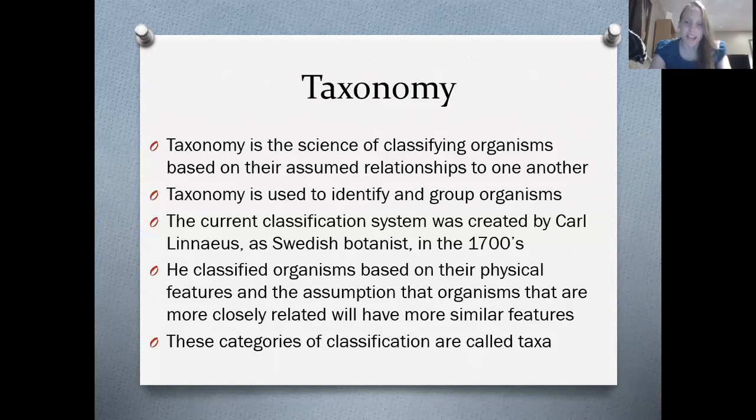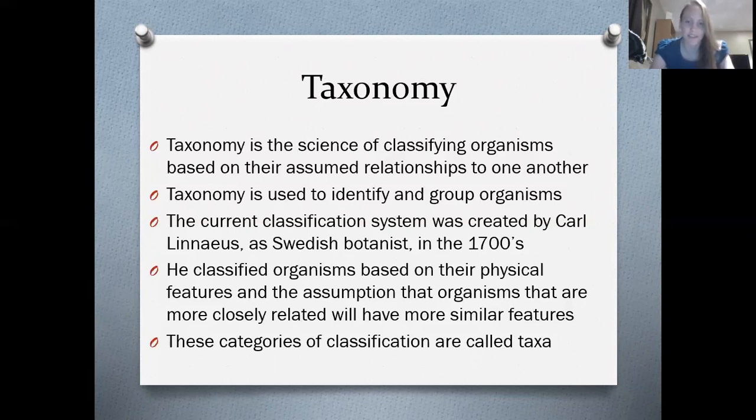Taxonomy is the science of classifying organisms based on their assumed relationships to one another. It is how we group and identify organisms. The current classification system was created by Carl Linnaeus, who was a Swedish botanist back in the 1700s. He classified organisms based on their physical features and the assumption that organisms that are more closely related have more similar features. We no longer classify organisms based on physical features because we now know that morphology, or the physical features, can be deceiving. Now we use genetics instead, but they didn't have genetics back then.